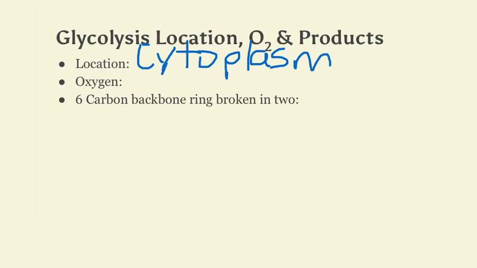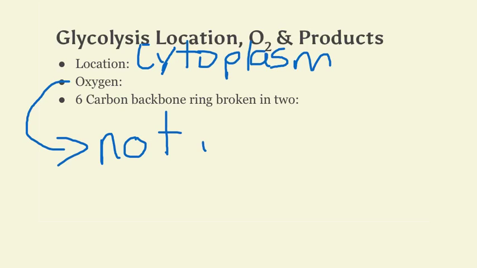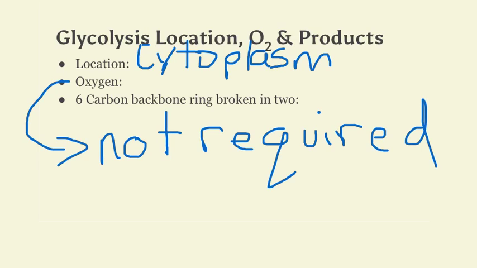And I'm going to just draw a little arrow down here. Oxygen is not required for the first part of cellular respiration, glycolysis. Oxygen is not required. If it's present, though, it won't stop it from happening. So if there's oxygen, that's great. If there's not, that's okay too. So it's not required, but it doesn't interfere.